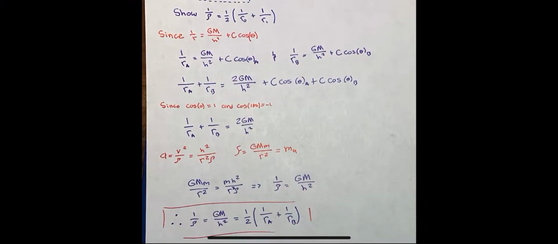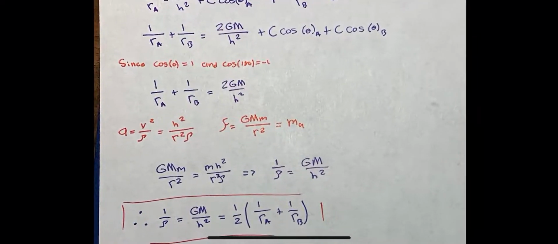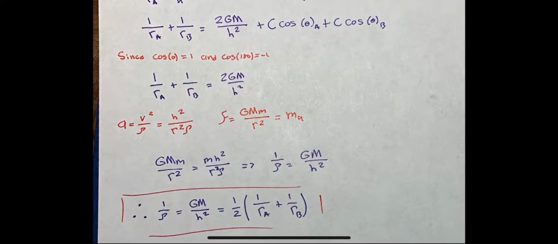and we know that there is a close point and a far point, we can make those two equations, the close point and the far point, we can add them together. We can get this top equation here. And since we know that cosine of 0 is 1 and cosine of 180 is -1, they'll just cancel out, and we'll have 1 over RA plus 1 over RB is equal to 2gm over h squared.